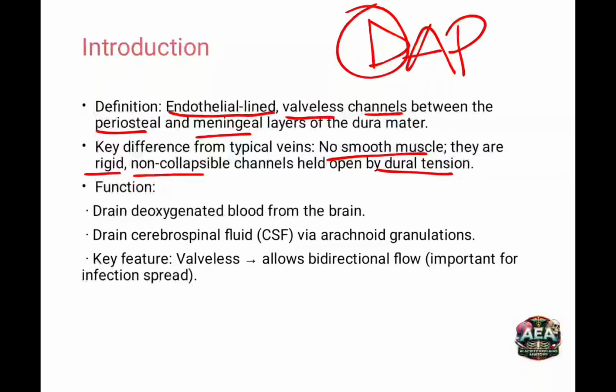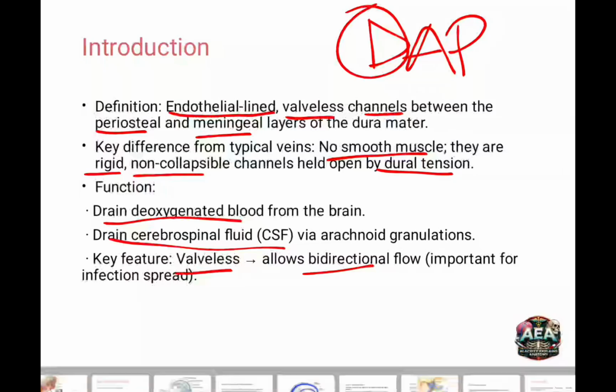Now, what's the function of these dural venous sinuses? They drain deoxygenated blood from the brain and also drain cerebrospinal fluid through the arachnoid granulations. The key feature, like I said earlier, is that they are valveless. For this reason, they allow bidirectional flow. Blood can move from one direction to the other and vice versa. This is important for spread of infection.